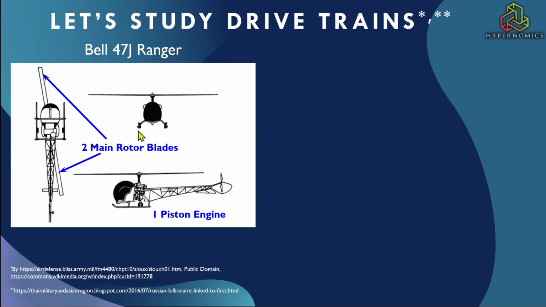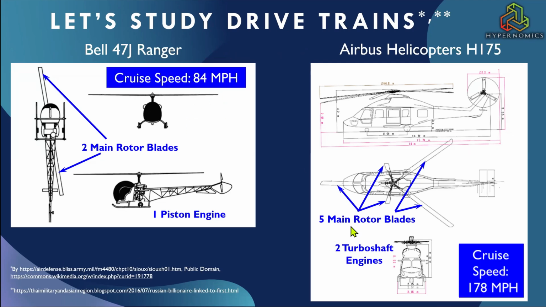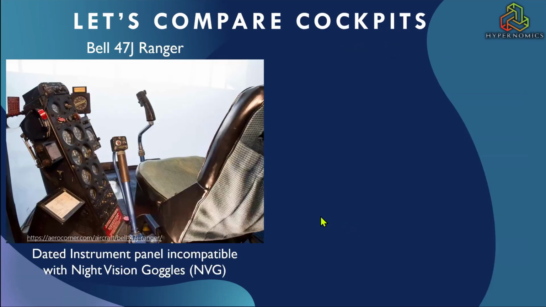So this Bell helicopter had two main rotor blades and one piston engine here, whereas the Airbus has these five main rotor blades and two turboshaft engines. This could only go 84 miles an hour. This can go roughly double here. Those are some features we might want to take a look at.